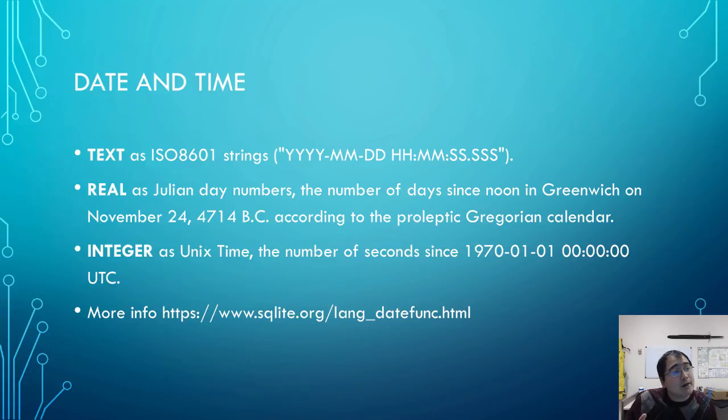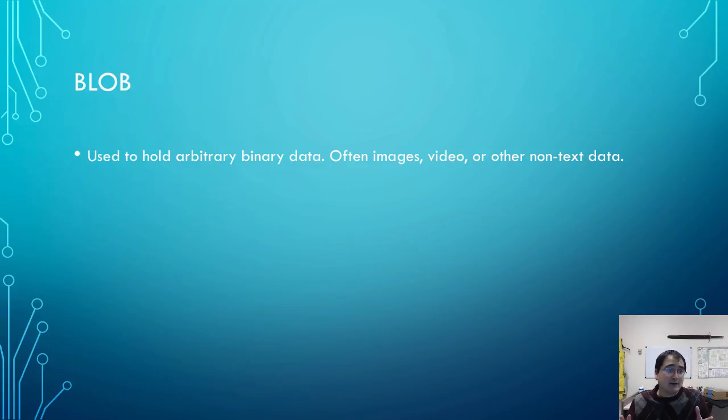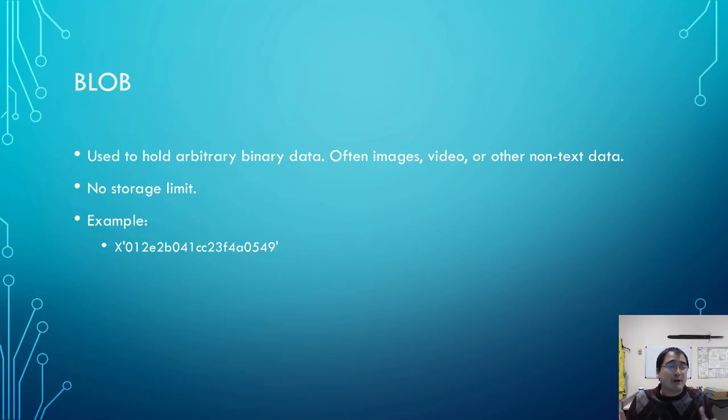Okay, one other important data type is that of BLOB. So BLOB is used to hold basically binary data, so often images or video or other non-textual data. There's no storage limit like text. You can have it as large as you want. How would you specify a blob? Well, you would specify it with this sort of notation with the capital X and then single quotes and then a hexadecimal string of characters.